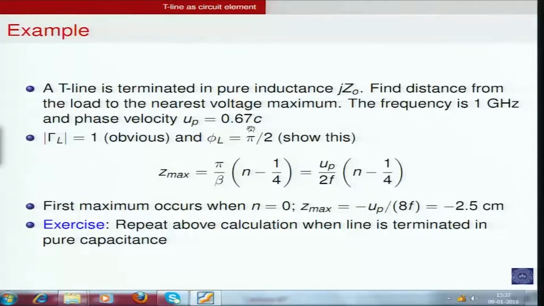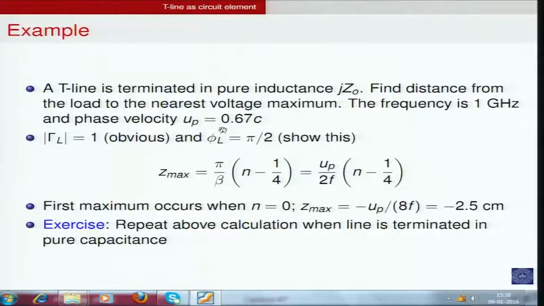It simply means that the medium that is filling up the conducting surfaces is not free space. If it was free space, then phase velocity up would have been equal to c, otherwise this is less than c. Don't worry too much about what this particular thing means. We'll come back to this sometime later, in a different module.